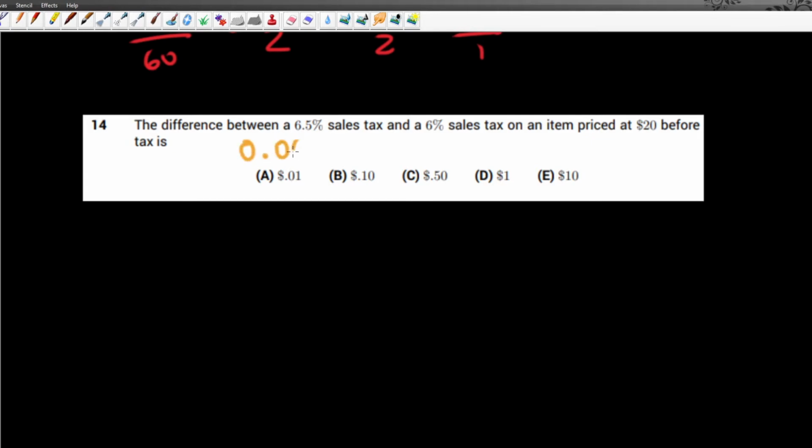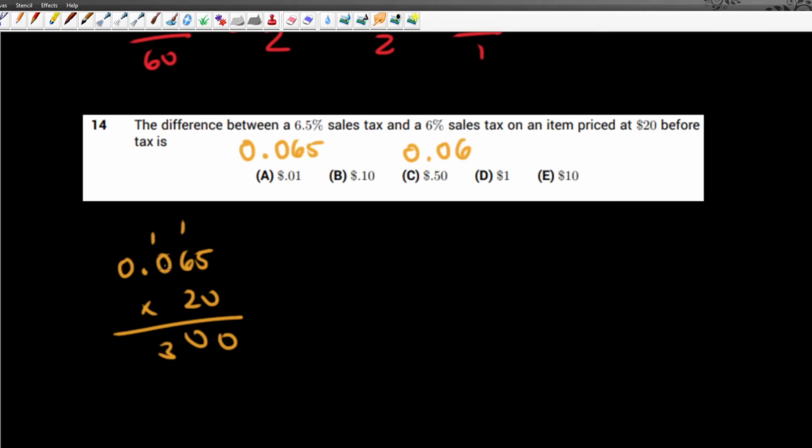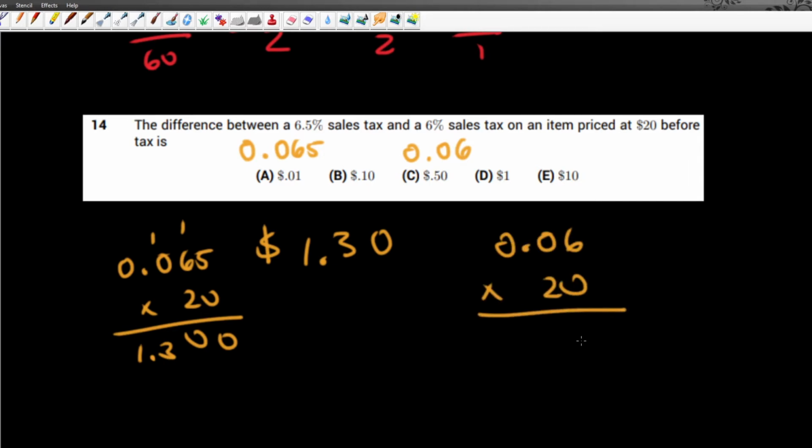6.5% is equal to 0.065, and 6% is 0.06. 20 times 0.06. Actually, the other way around is better. 0.065 times 20 is equal to $1.30 for sales tax for 6.5%, and this one is 0.06 times 20, so we get $1.20 as sales tax. So the difference between these two is 10 cents.